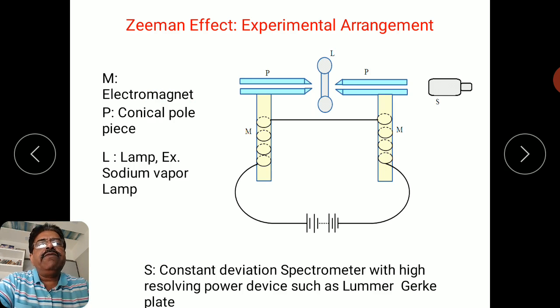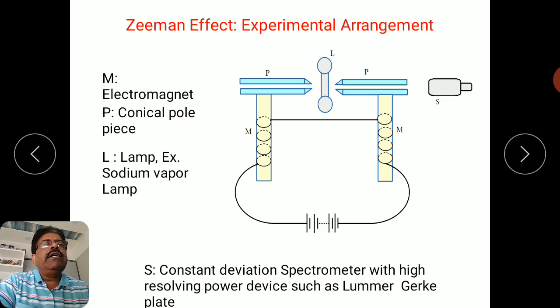So let us see first of all the Zeeman effect and the experimental arrangement. So the kind of experiment that was performed by Zeeman and the actual observations taken by Zeeman. So let us see this particular diagram. Consider this diagram here and see the different components.